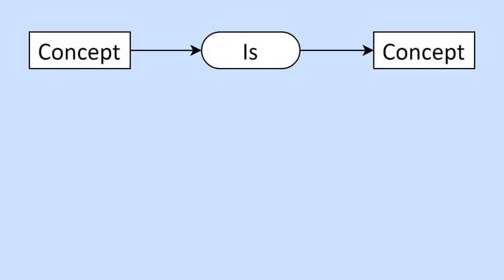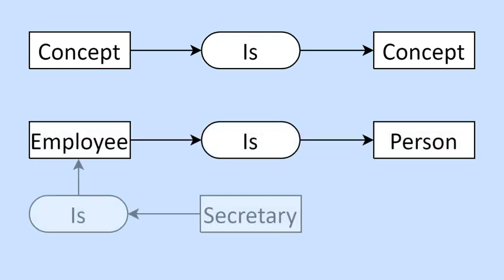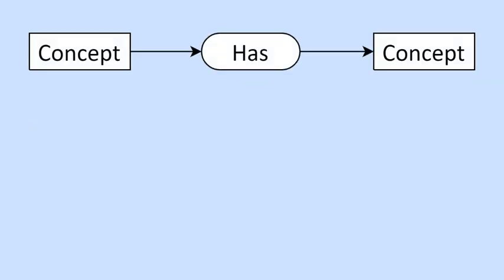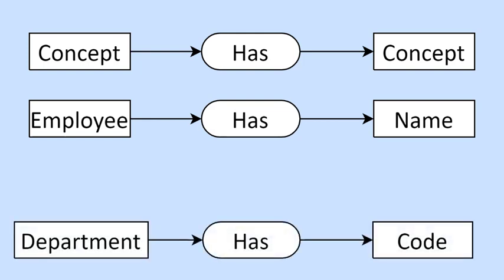The is verb represents hierarchy and inheritance between class concepts, such as employee is a person and secretary is an employee. On the other hand, the has verb represents concept properties or relationships between class concepts, such as employee has name, department has code, and department has employee.